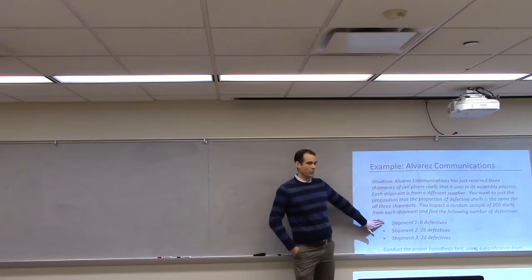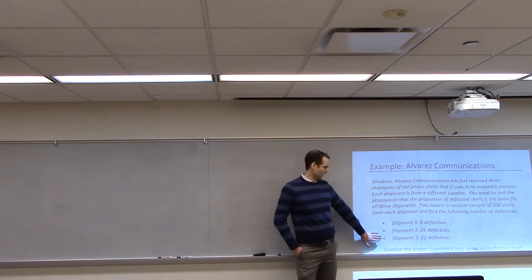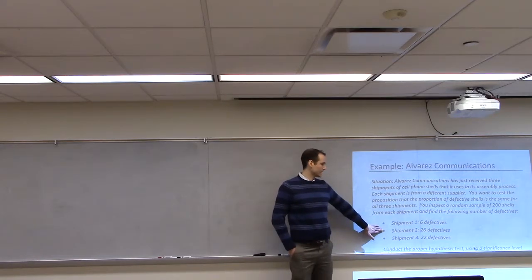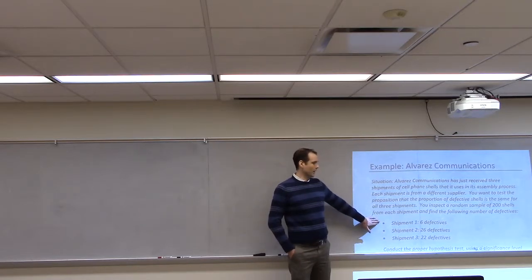Yeah, we like supplier 1, shipment 1. And we like supplier 3, or supplier 2 the least. Alright, now why, just based on that data, are we not quite ready to fire supplier 2 and double or triple our shipment from supplier 1? Why are we not ready to do that just yet?